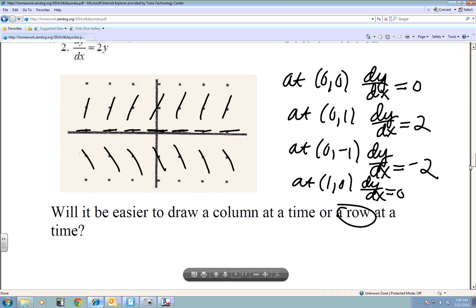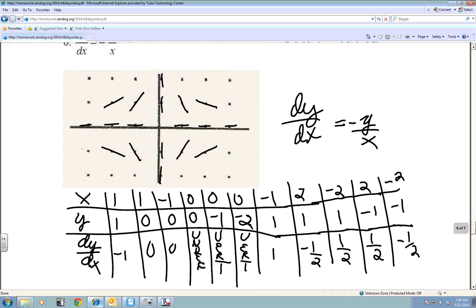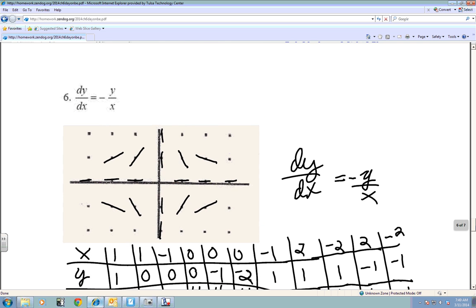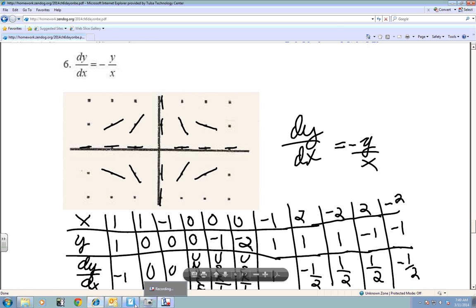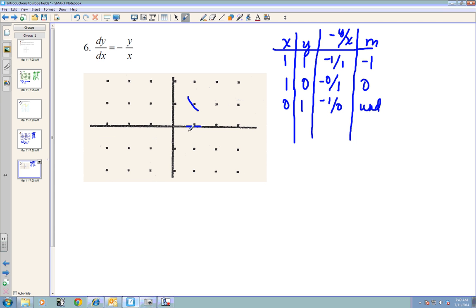And I want to look at something really quick. So when I have the point 0, 1, I have an undefined slope, and lines that have undefined slope are vertical. So I have a vertical line at the point 0, 1. At the point 0, 0, I have negative 0 over 0. Again, that would be undefined. So that's where I was checking. We're going to put a vertical line here.